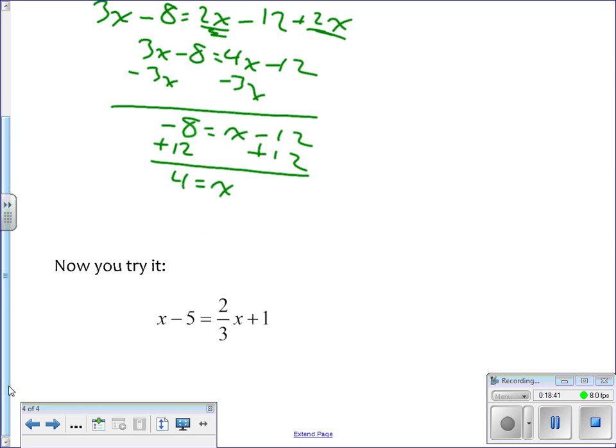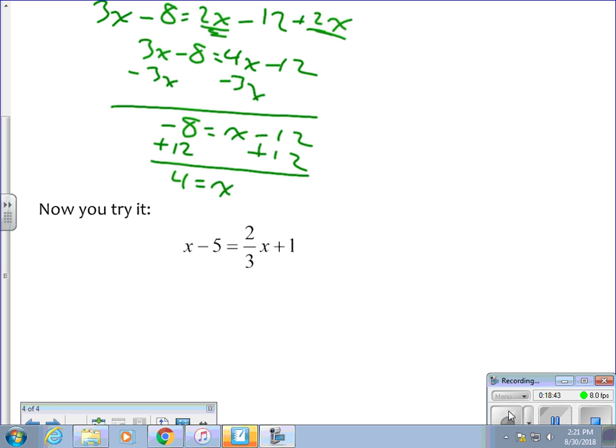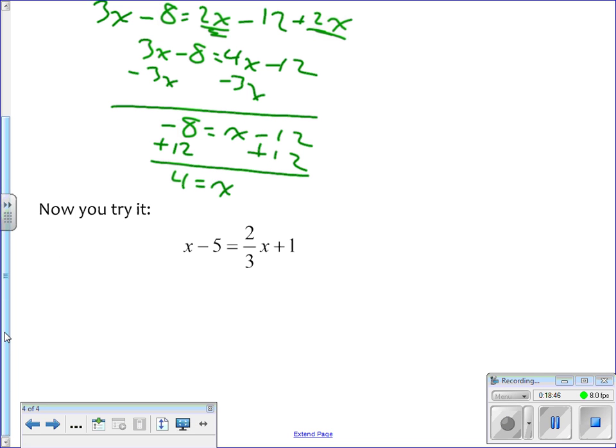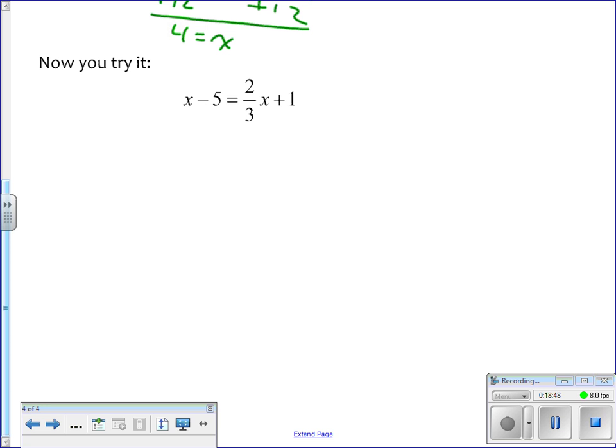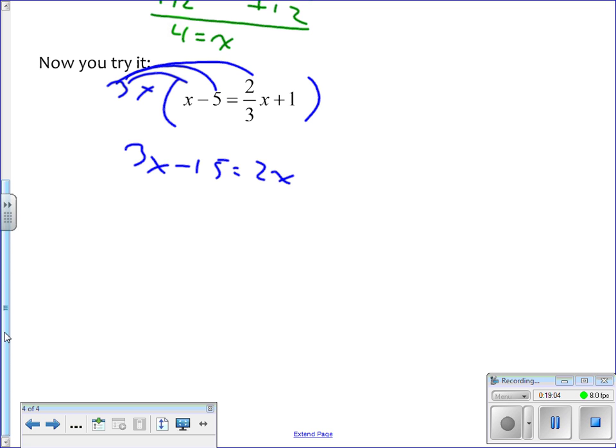Your turn. Same idea. So, first step, get rid of the fraction. My denominator is 3. I multiply everything times 3. 3 times x, 3x. 3 times minus 5, minus 15. 3 times 2/3, 2x. 3 times 1 is 3. No more fractions. No more fractions, easy to solve.